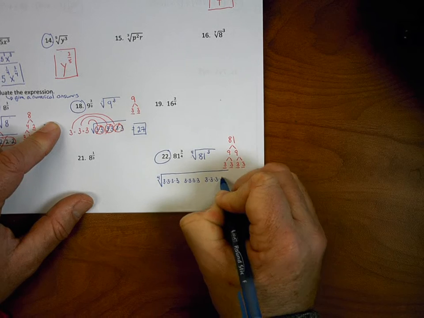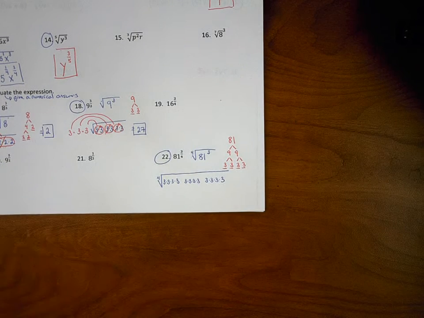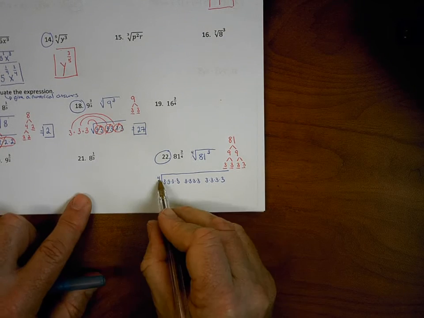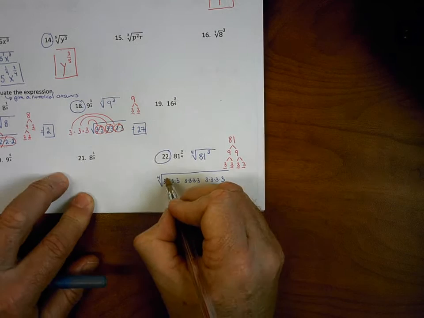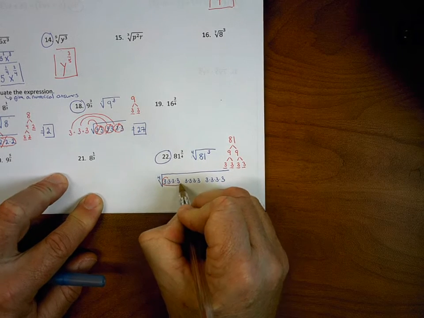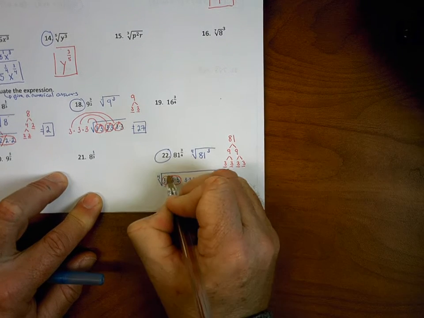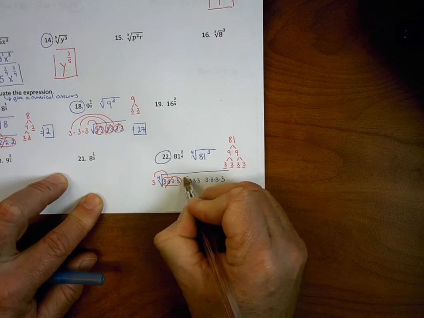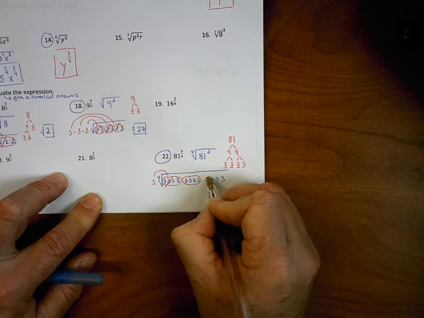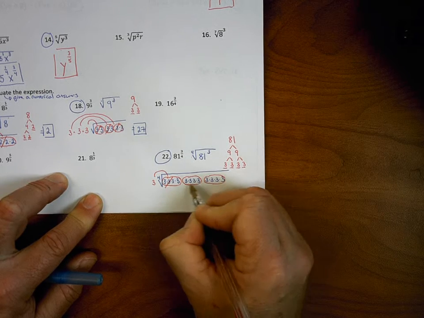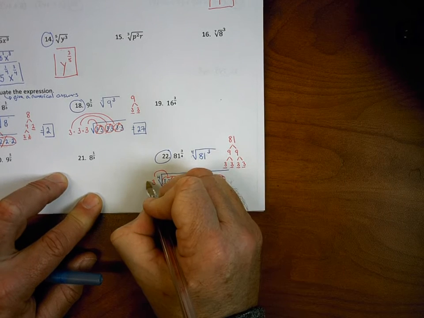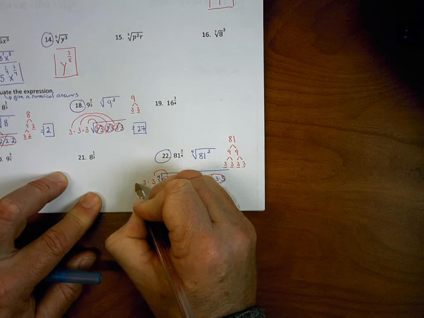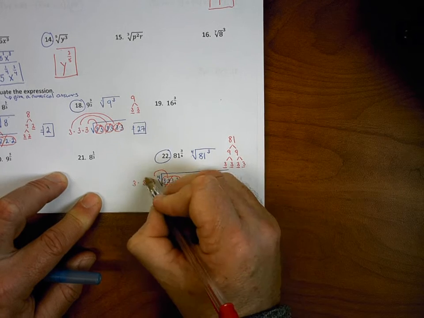And once I do that, I'm ready to evaluate. So my index is 4, so I need to look for 4 identical numbers, and every time I have 4 identical numbers, those numbers must go out of the radical. So you can see I have a second set and I have a third set of 4 identical 3's. So on the outside, I'm going to have 3 3's.